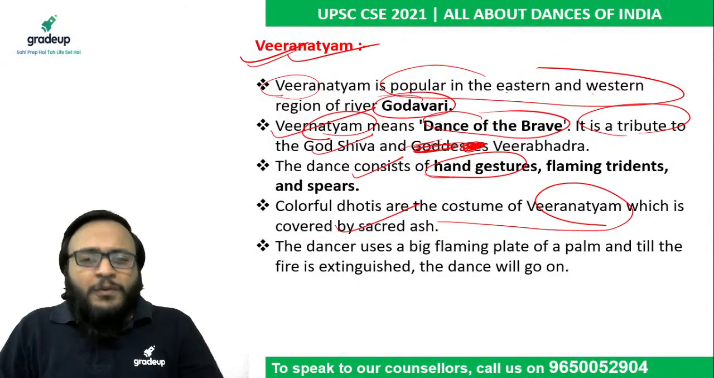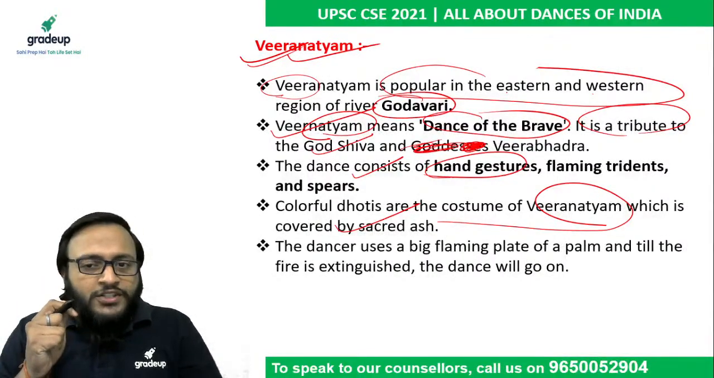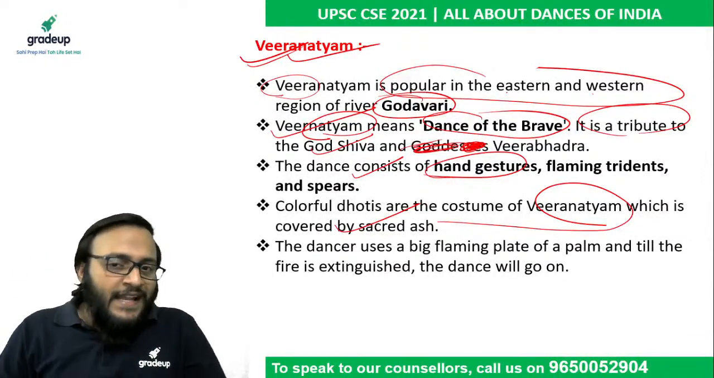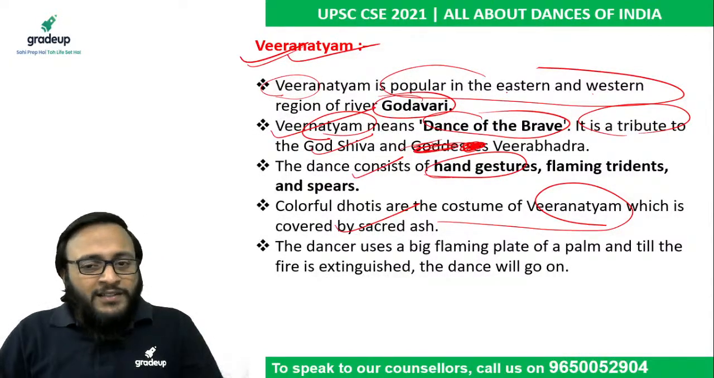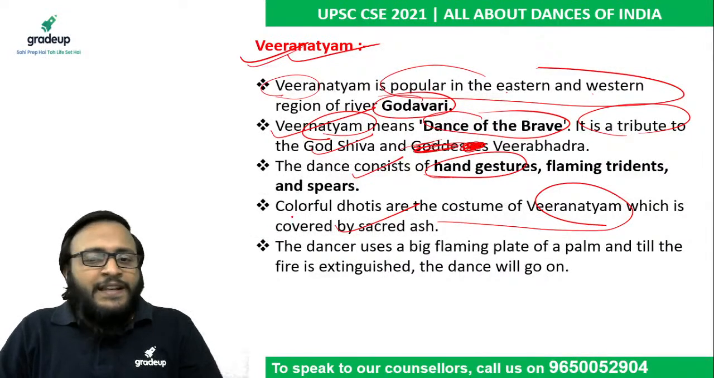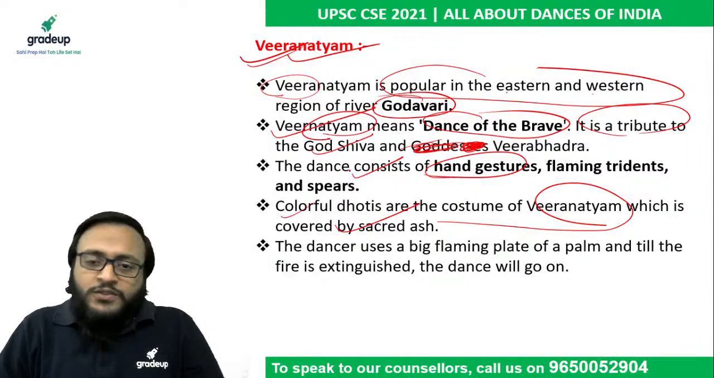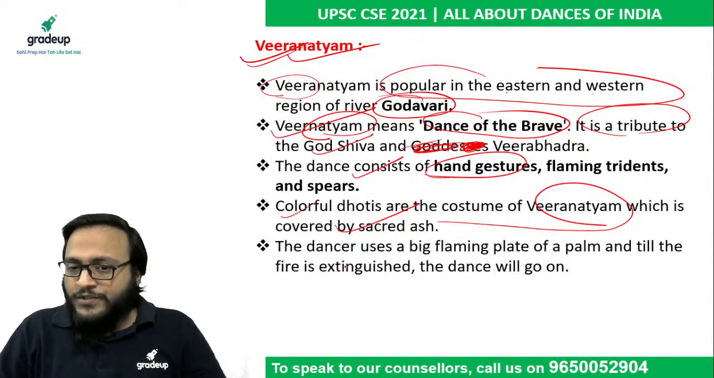Sacred ash, because we all know that Veerbhadra was the incarnation of Lord Shiva, who was incarnated to destroy the sacrifice conducted by Prajapati Daksh, the father of Sati, the wife of Lord Shiva. Since Sati self-immolated, Lord Shiva was very angry, and in that anger, the incarnation of his anger, Veerbhadra, took that shape. That is why this dance is very fierce and very aggressive in its approach.